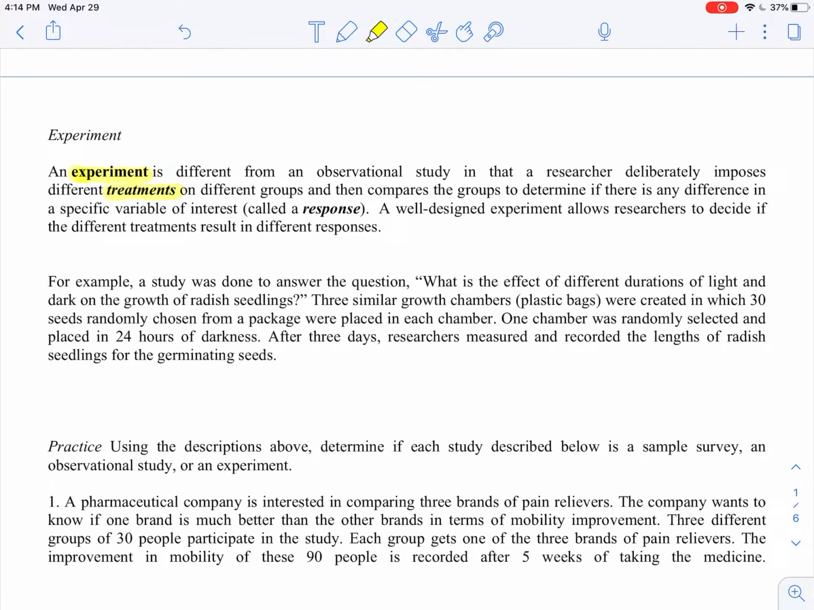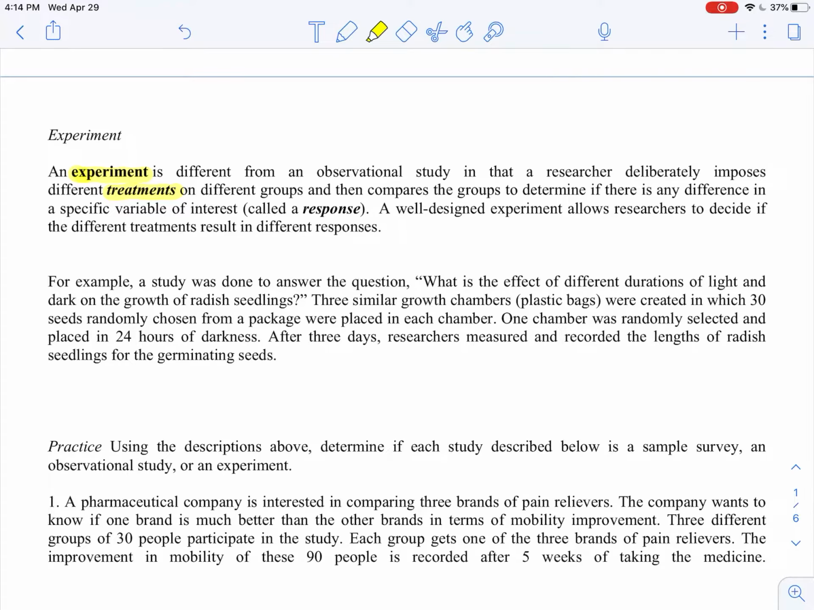Like if you've ever heard of a placebo before, sometimes that happens when there's like a drug study. One group gets a placebo, which is like a fake pill. One group gets a real pill, and then they look at the outcomes, or the results of those two groups and see, is it drastically different when the person has the actual treatment as opposed to having no treatment at all? Okay, so that's the thing with an experiment.